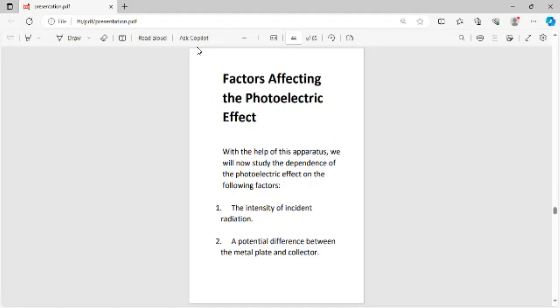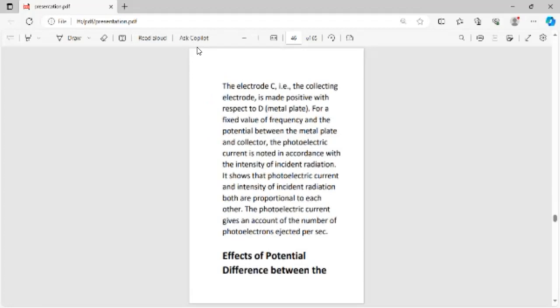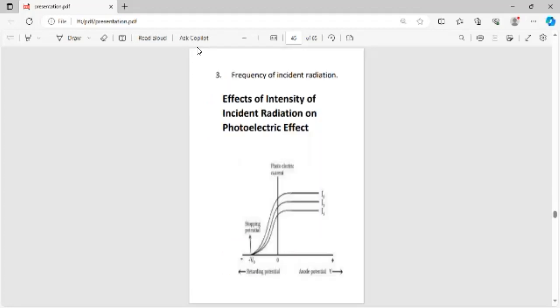Factors that affect the photoelectric effect. There are many factors that affect it. For example, the intensity of the incident radiation, the potential difference between the metal plate and the collector, and the frequency of the incident radiation. The effect of intensity. In the following diagram, there are three values of the current. I3 is greater than I2, which is greater than I1.